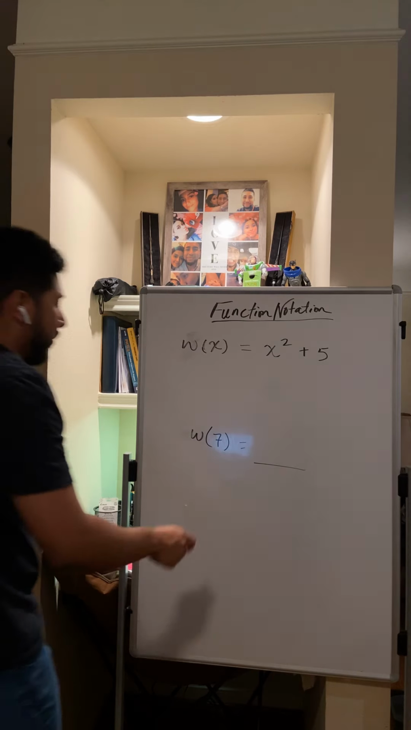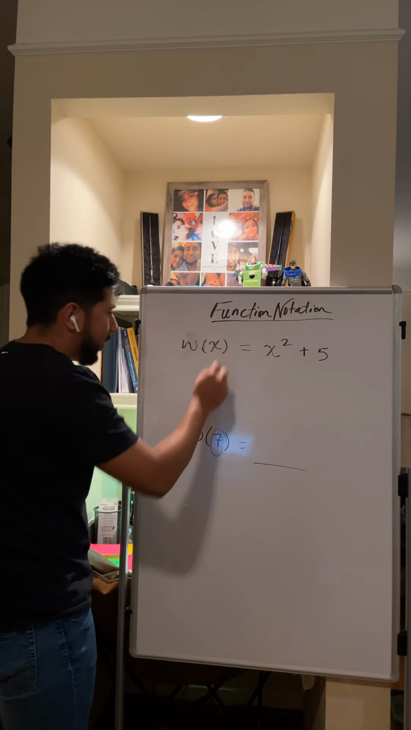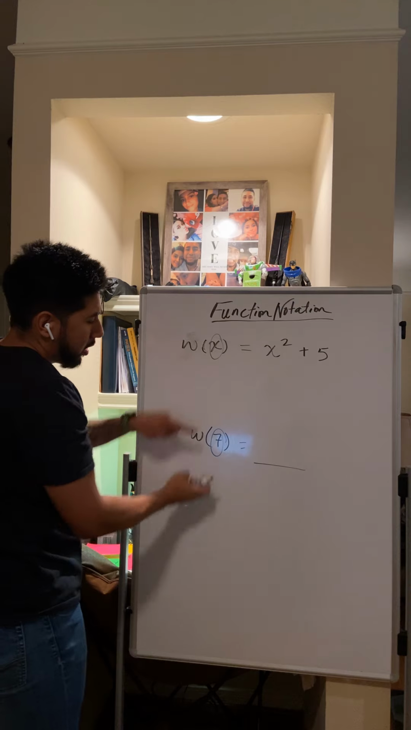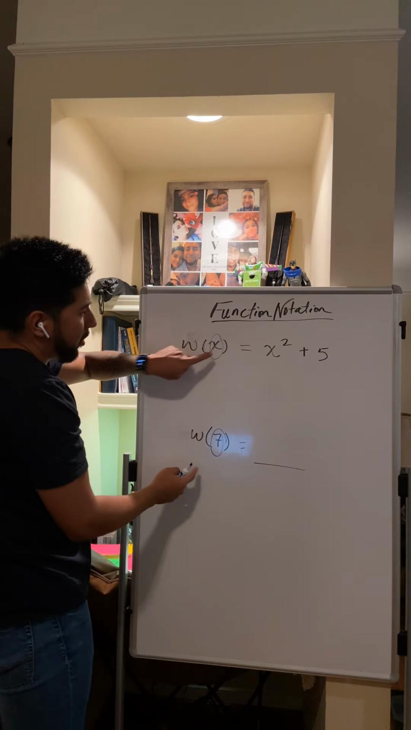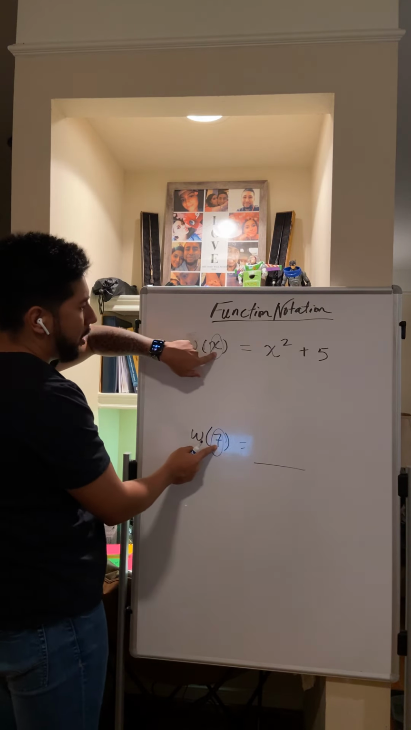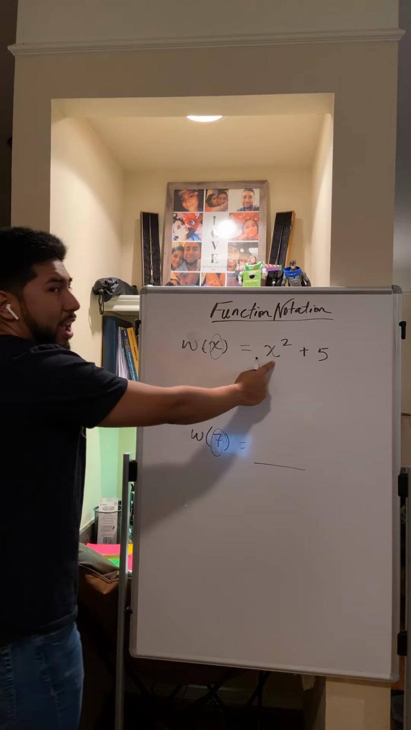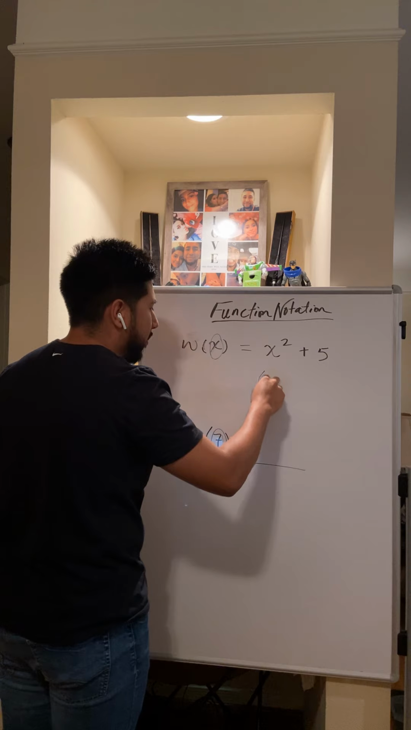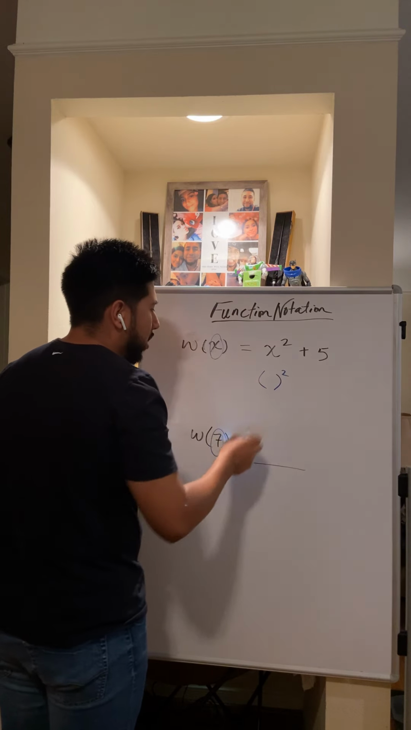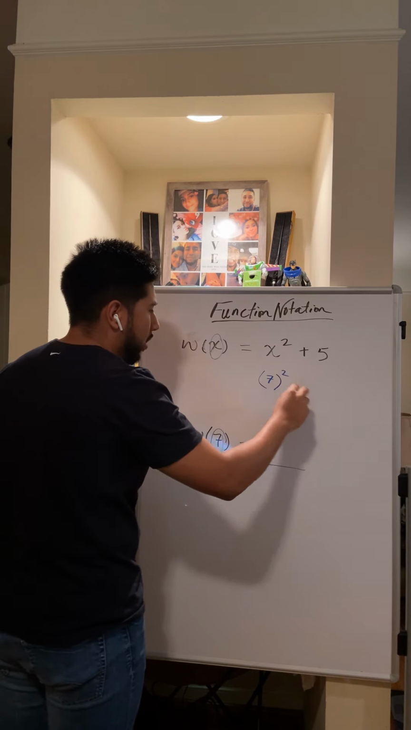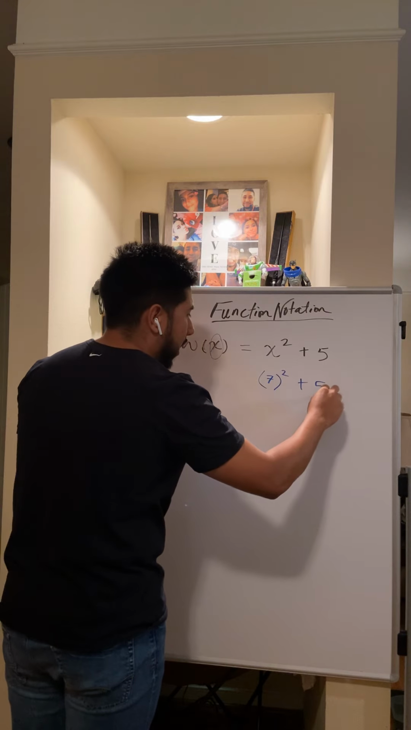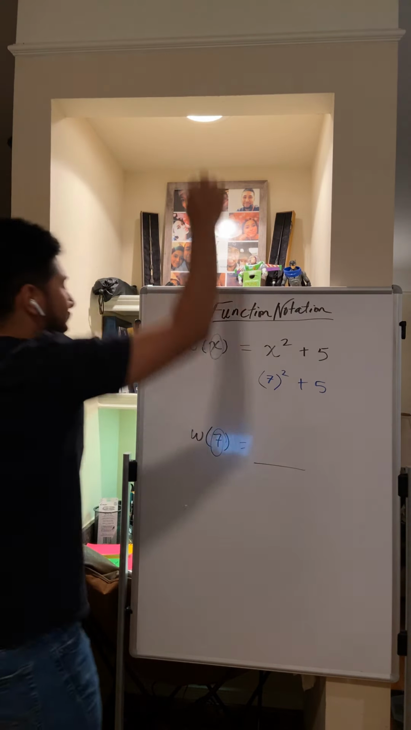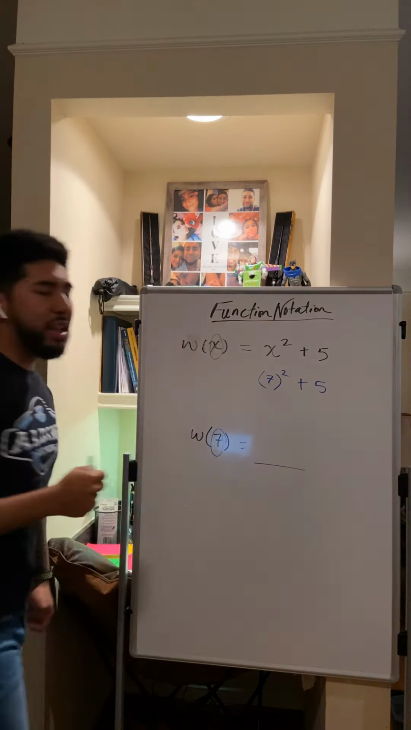So again, we should already see that 7 is my x. It's inside the parentheses, so that's telling me, okay, wherever I see x, boom, I put 7. There's an x. Again, I want you to put parentheses. 7 goes in there, plus 5.